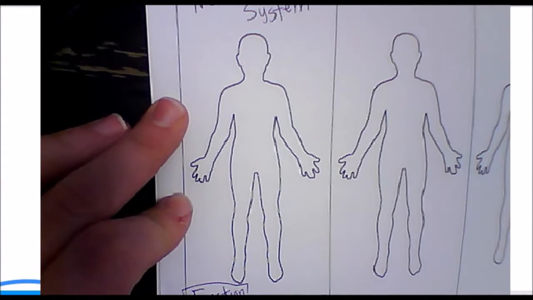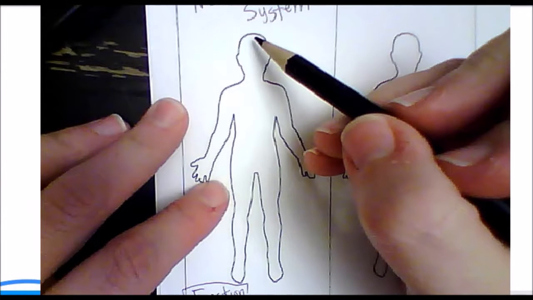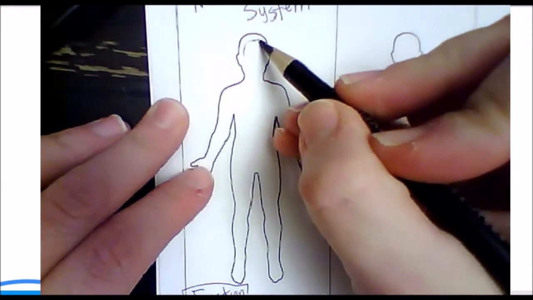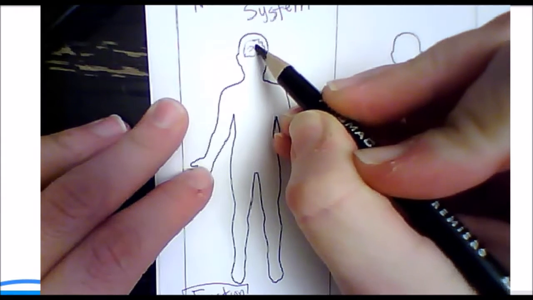All right, let's go ahead and sketch that in. Grab whatever color you want to do. I'm going to grab black. I'm going to start with my brain. Draw myself in a brain. That's the most important part here of our whole system.